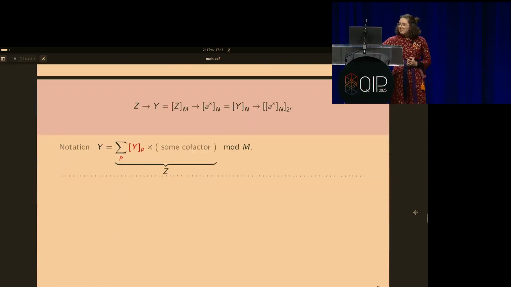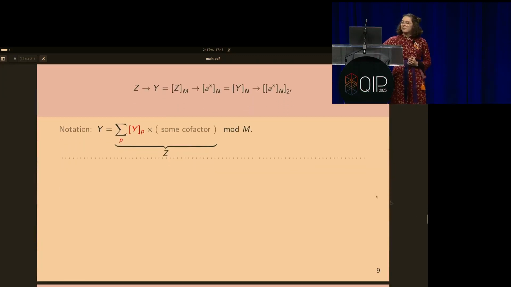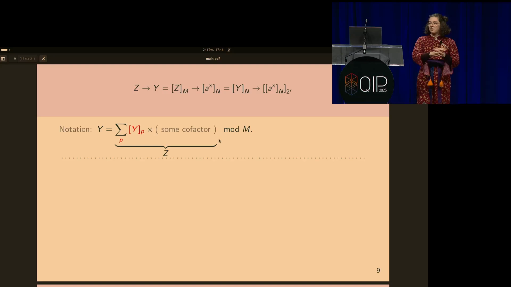So let's note this integer right here, the integer that corresponds to the sum over the p, prior to the modulo big M operation. Now again, our computation sequence has changed, and we want to compute z, and then y, which is equal to z modulo big M, and then modulo big N, and then modulo 2 to the power of r.